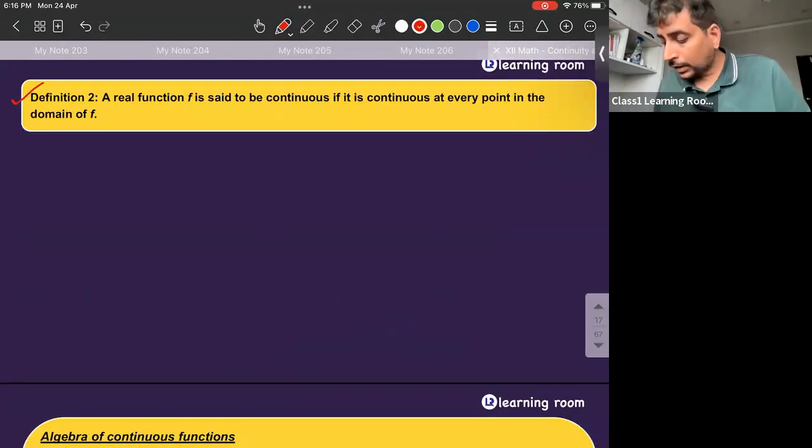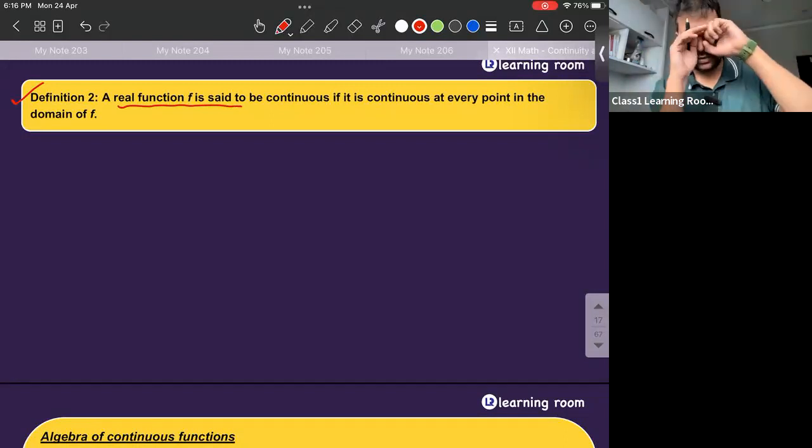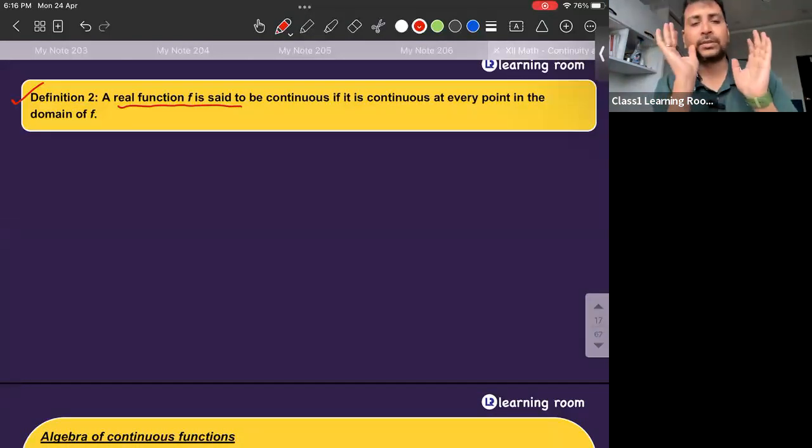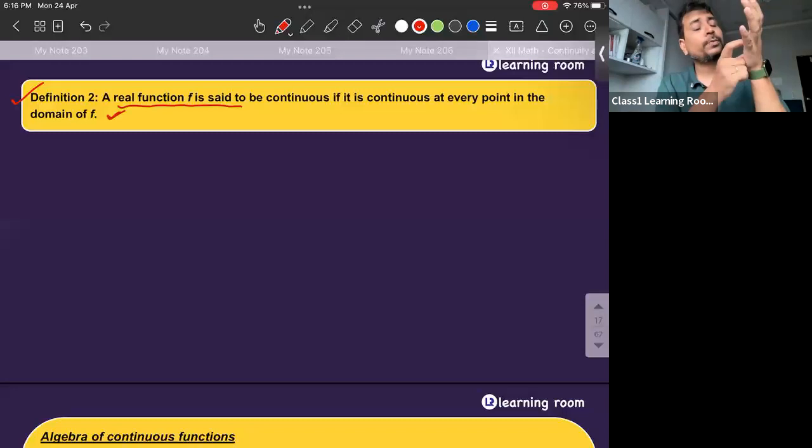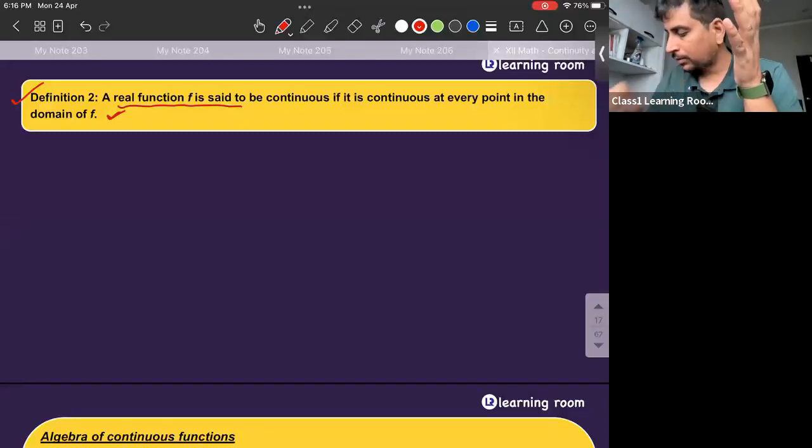So the second definition is, what do you mean by a real function? A real function is a function which has its domain as real numbers or a subset of real numbers, right? A real function f is said to be continuous if it is continuous at every point in the domain of f. This is what I stressed. Whenever you talk about the continuity of a function, the function should be continuous at every point in its domain.